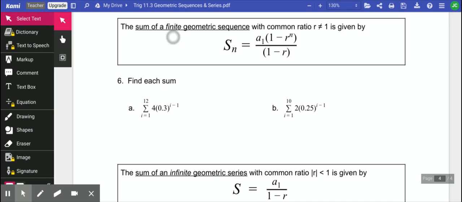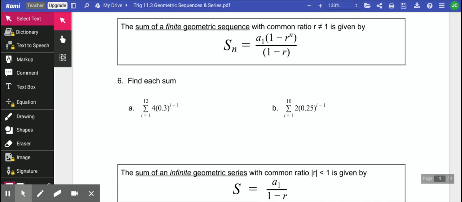Now, this is for a finite one. It has to end somewhere. And just like before, it's the nth sum. We have a1, so our first term, times 1 minus r to the n, divided by 1 minus r.